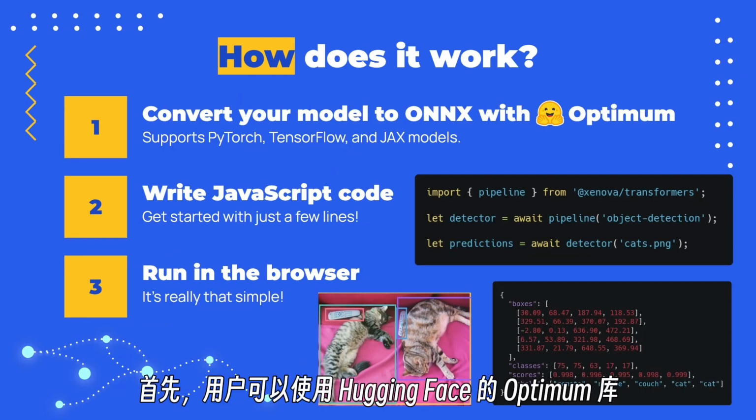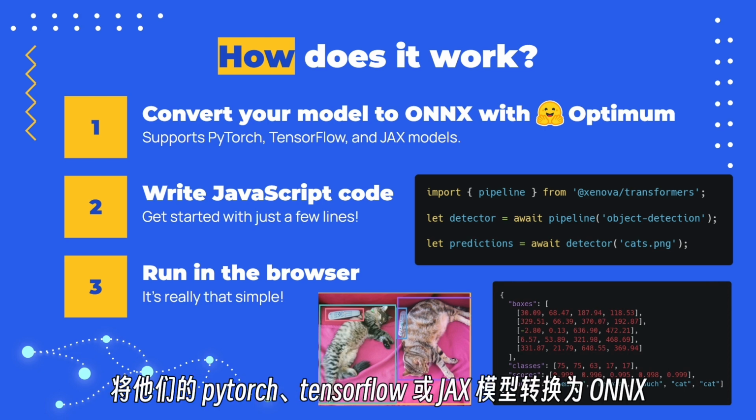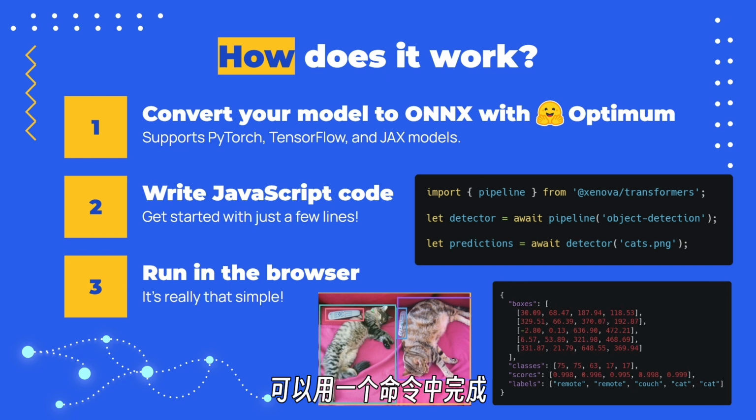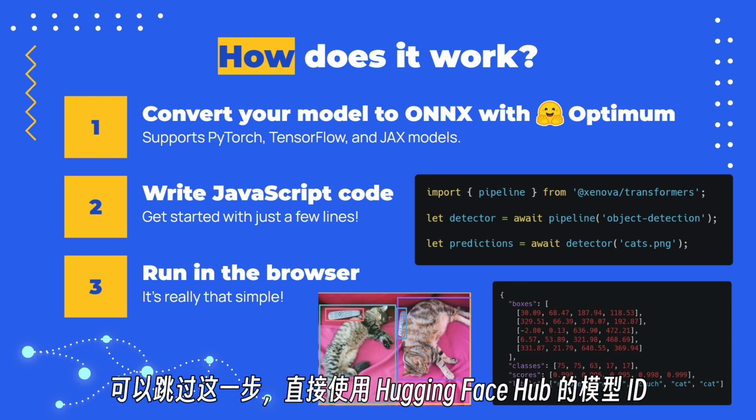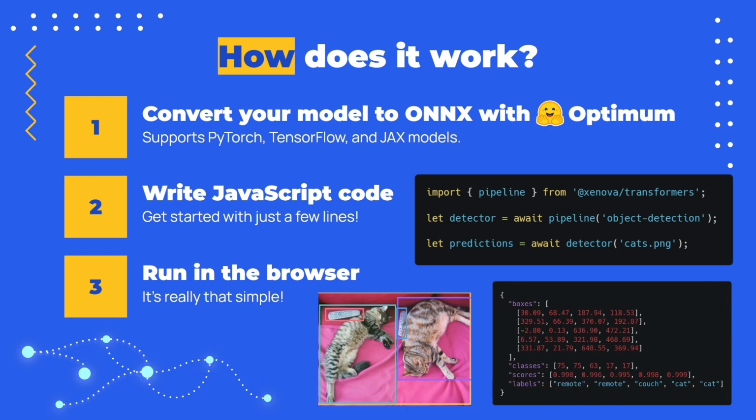First, users can convert their PyTorch, TensorFlow, or JAX models to ONNX using Hugging Face's Optimum library, and this can be done in a single command. Of course, if the user wants to run one of our pre-converted models, they can skip this step and simply use the model ID from the Hugging Face Hub. Next, the user writes their JavaScript code.